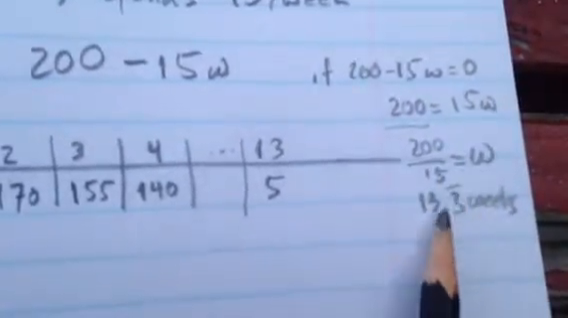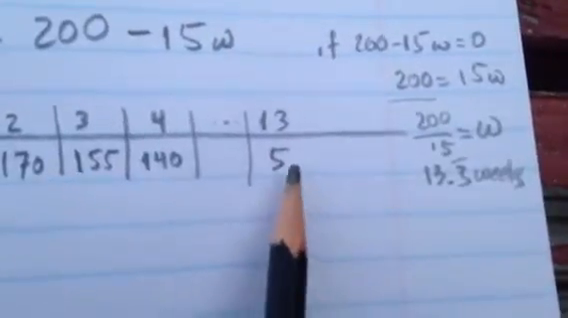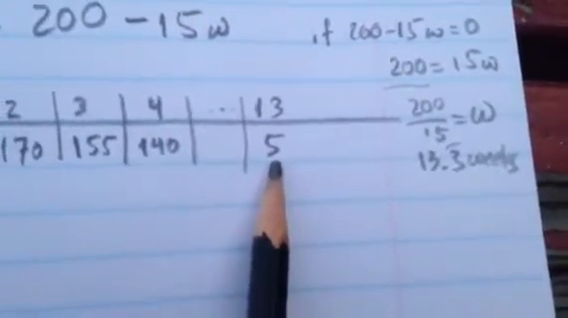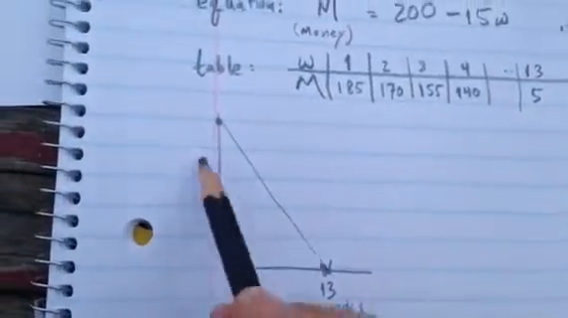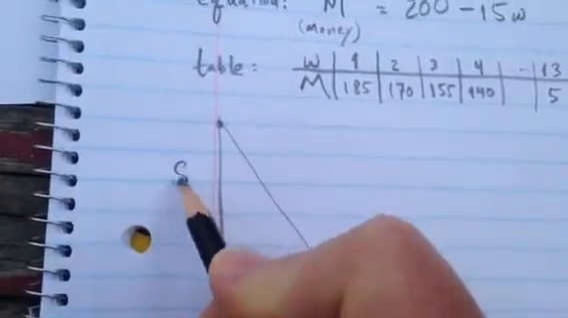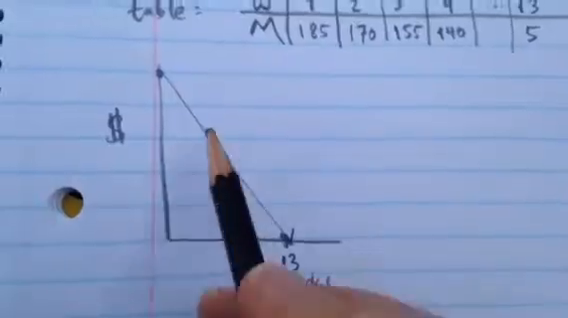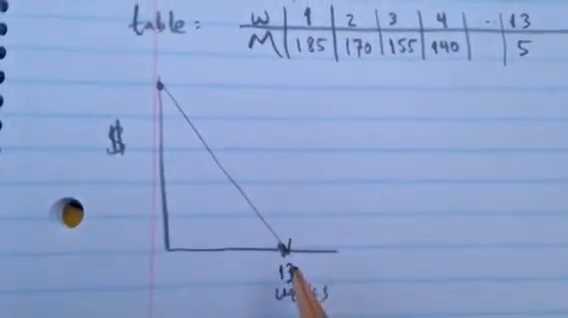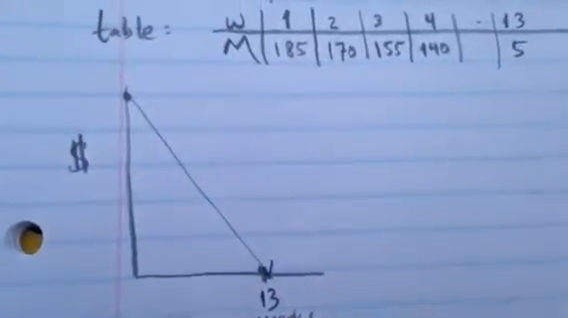And if you solve that, you end up with just a little bit more than 13. Actually, after 13 weeks, he supposedly has 5 bucks left. So the precise answer would be 13 and 1/3 weeks. So it's something like that, a little bit more than 13 weeks. And the graph of that looks kind of like this. This would be dollars up here, and this would be weeks down here. And it's pretty much a straight line with a slope of negative 15, and a little bit more than 13 weeks.